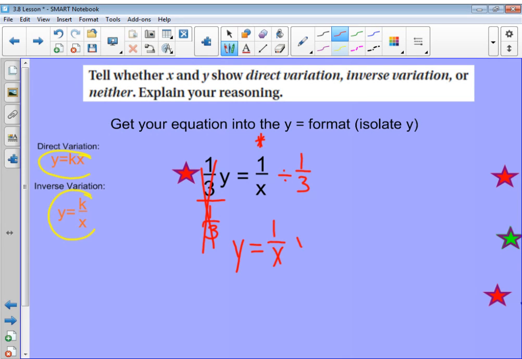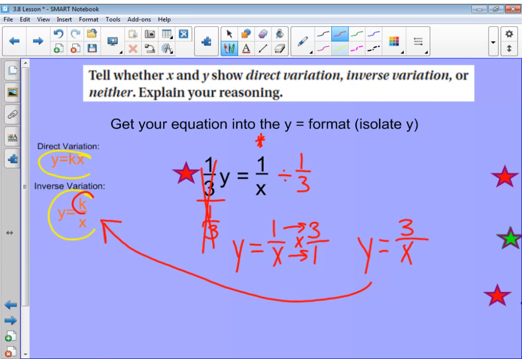We change to multiplication and we flip to 3 over 1. So now when I multiply straight across, we get y equals 3 on the top. 1 times x is the same as 1x, or x on the bottom. So I've got division involved. Does it follow this format? Do we have the constant, which is where our number should be, and then x on the bottom? We do, so this would be an inverse variation because it's showing division between the constant and the x.